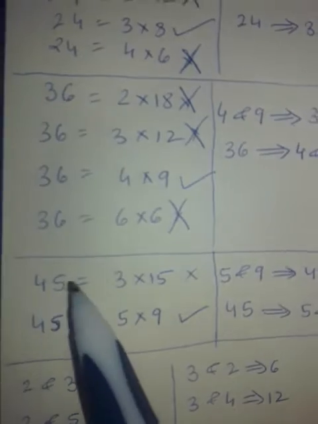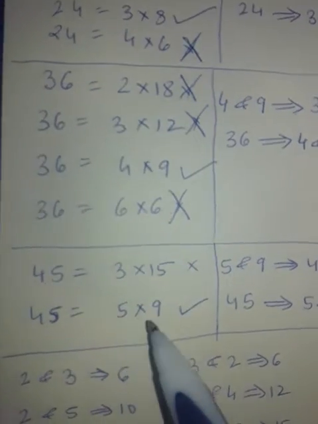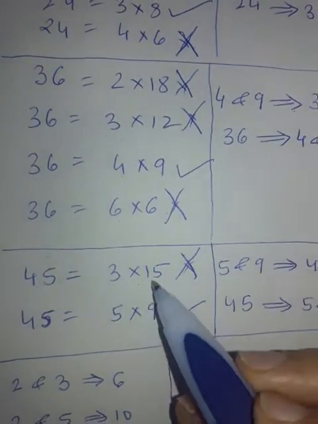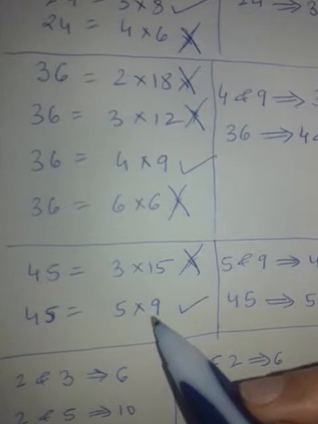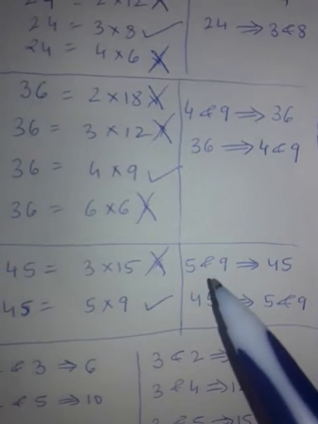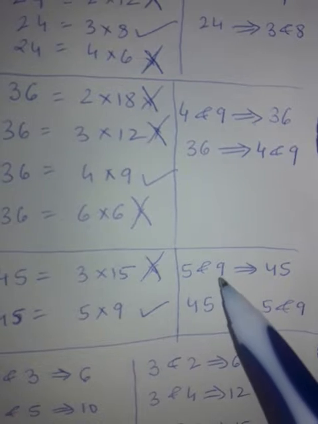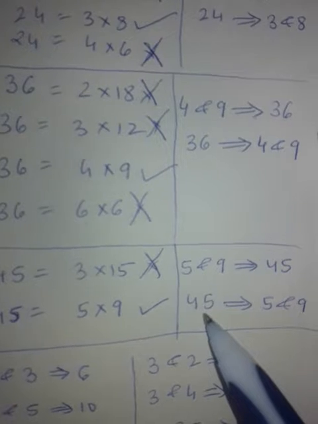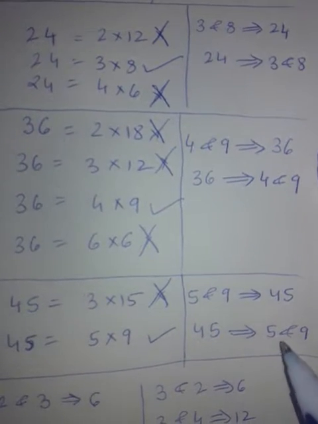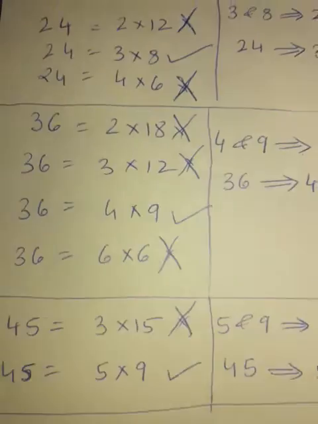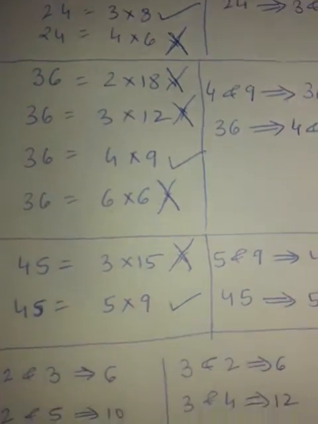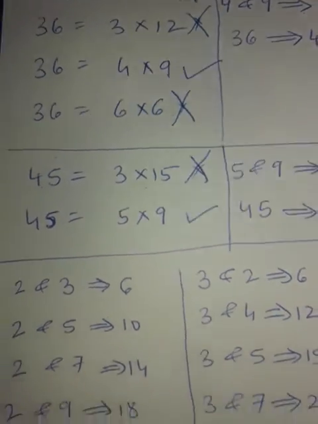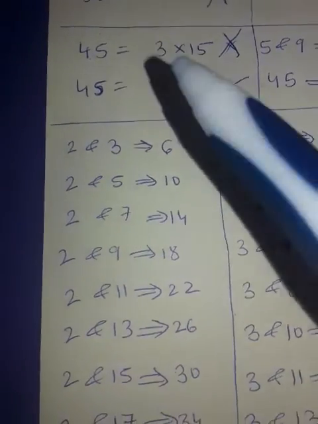Few more. 45. 3 into 15, 5 into 9. 3 into 15, not good for us because 3 is a factor of 15. 5 into 9, yes, satisfies our trick. That means if a number is divisible by 5 and 9, it is divisible by 45. If a number is divisible by 45, it is divisible by 5 and 9. I am sure the concept is very clear to you. So now let's go to an interesting part. You and me together, let's formulate divisibility tests. I am going to start with 2.